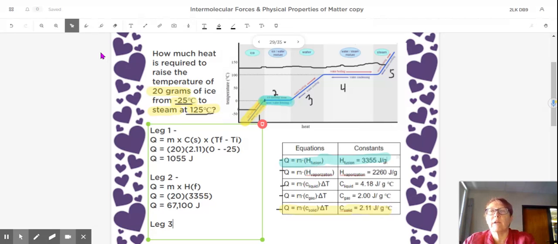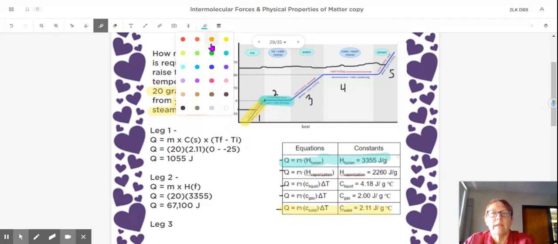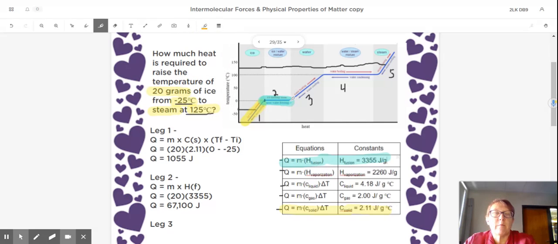Now, leg 3. Okay, leg 3, we're just following this curve. Leg 3 is another one of those places where we have the temperature increasing. So we're going to go all the way through leg 3 because we're going to start at 0 and we're going to work our way up until 100 degrees. That's where we see boiling start. So leg 3, we just have liquid in this segment. So we're going to look for the equation that has the specific heat of a liquid and then the constant.